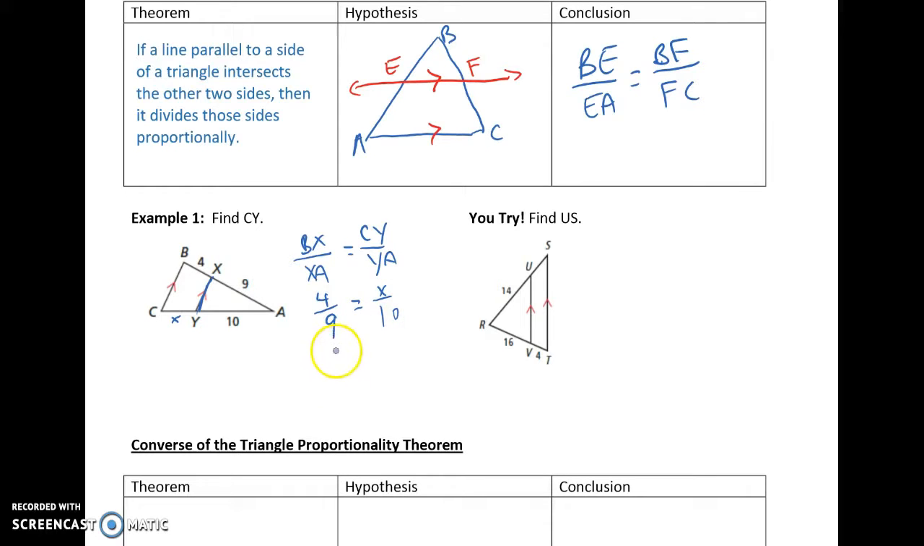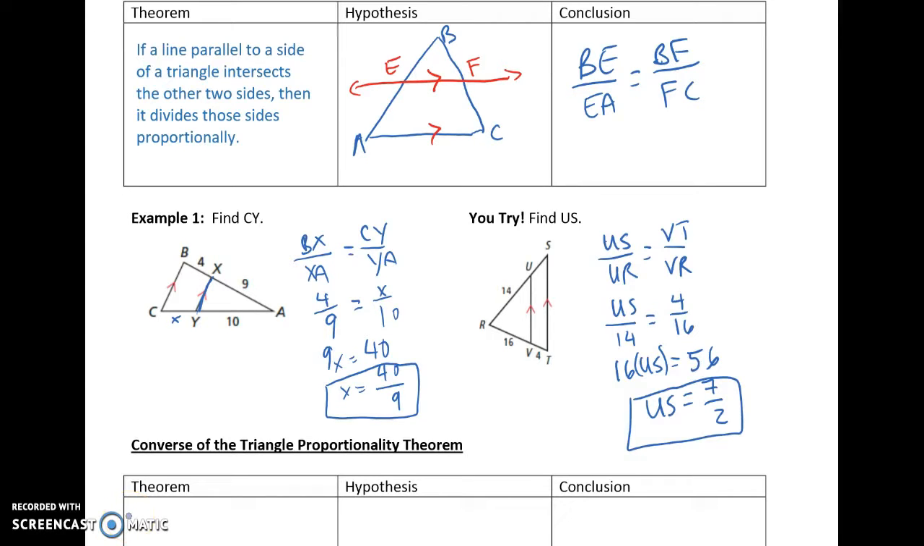And then you guys know how to cross multiply and solve. So feel free to leave your answer as a fraction. So I'm going to get 40 over 9. All right. You guys go ahead and try that try problem. Go ahead and find that US for me. So did you get 7 over 2 or 3.5? That's what we want to do.